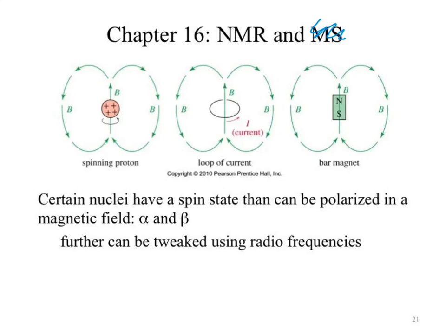There are certain nuclei that are active for magnetic moments. Hydrogen happens to be one of them. Carbon-13 happens to be one of the others. Why is carbon-13 kind of an odd one? What's the most common isotope for carbon? 12. Why is it problematic that carbon-13 has an extra neutron? Why is that potentially problematic for carbon NMR analysis?